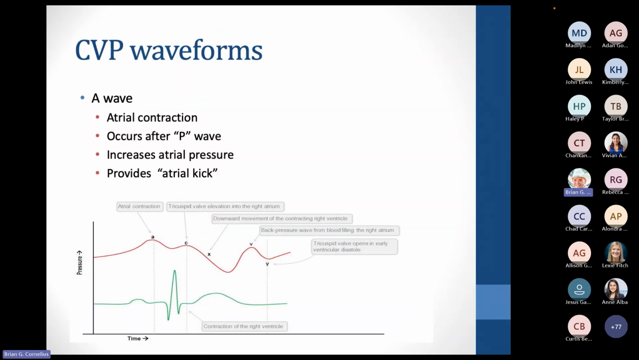We're going to talk about some of these waveforms, and you'll probably see these again, so I would make sure I paid attention to them. The A wave is the atrial wave, and it occurs after the P wave. What happens is you have the atrial depolarization, and then you have increased atrial pressure. This is really the atria starting to fill from that preload. So the atria starts to dilate, and then you have that A wave that appears.